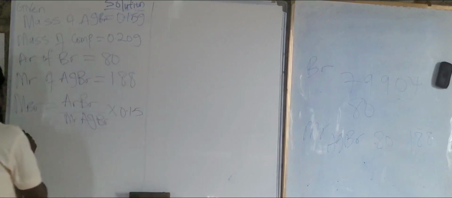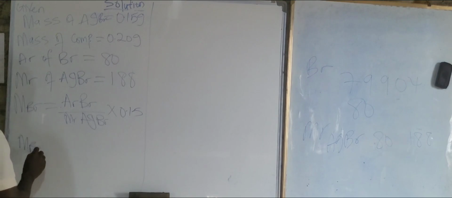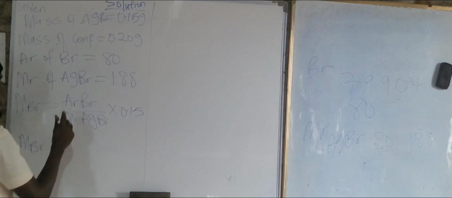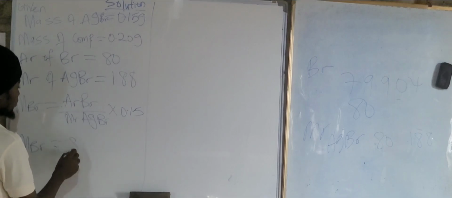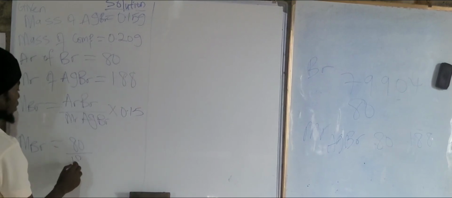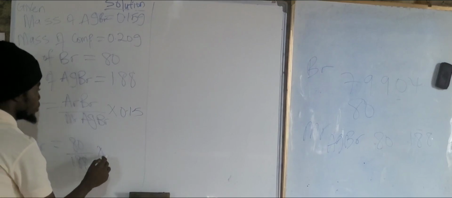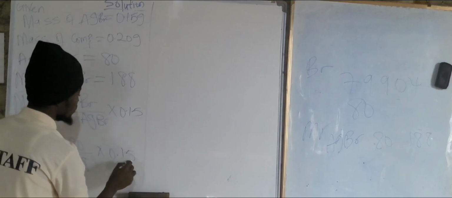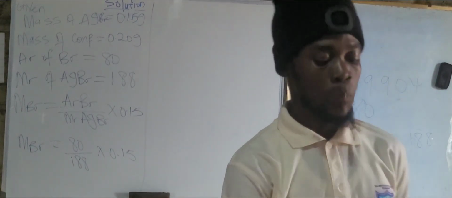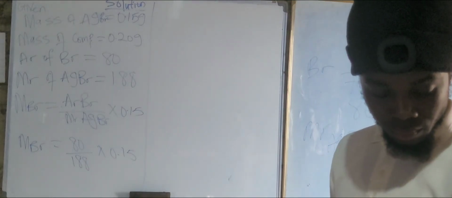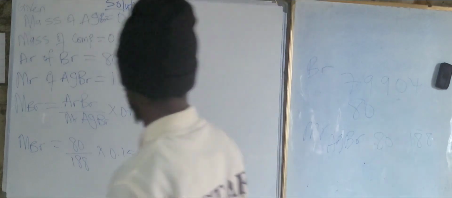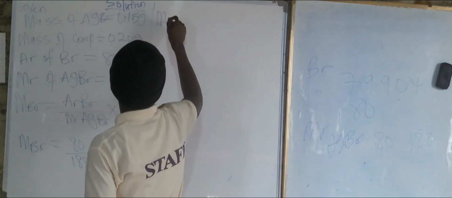0.15, right? So therefore this is now equal to, and what do you have for this? 80, right? That is 80 all upon, and what do you have for this here? 188 multiplied by 0.15. So 80 divided by 188 times 0.15. We have 0.0638.